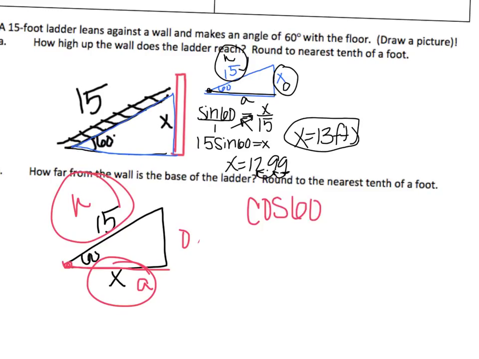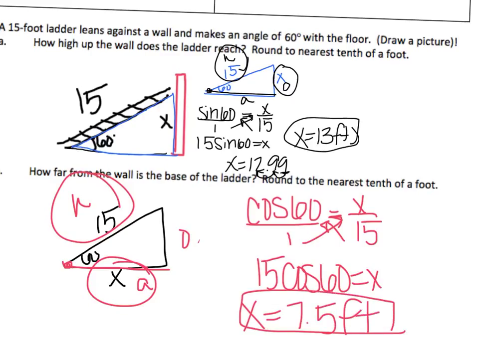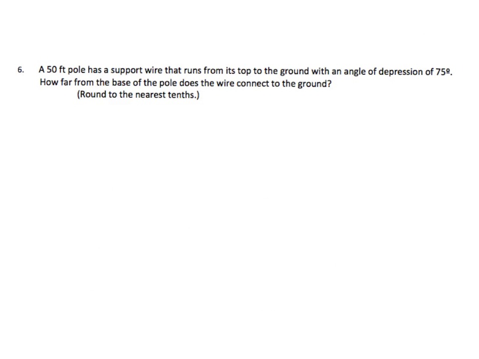So cosine 60 equals x over 15. If I cross multiply, I get 15 cosine of 60 equals x. So again, 15 cosine, which is 2 buttons above the 8, of 60. So x is going to equal 7.5 feet exactly. Okay? All right. Last one, number 6. A 50-foot pole has a support wire that runs from its top to the ground with an angle of depression of 75 degrees. How far from the base of the pole does the wire connect to the ground? Round to the nearest tenth.